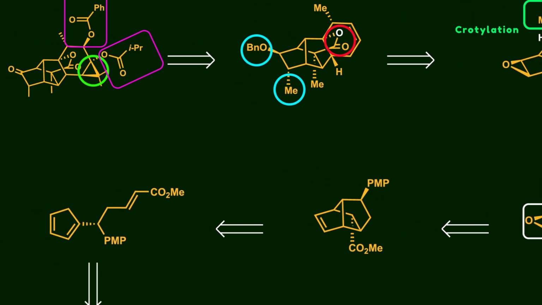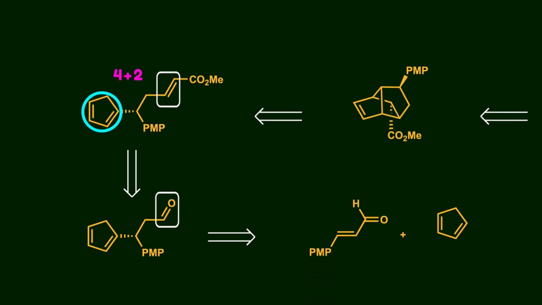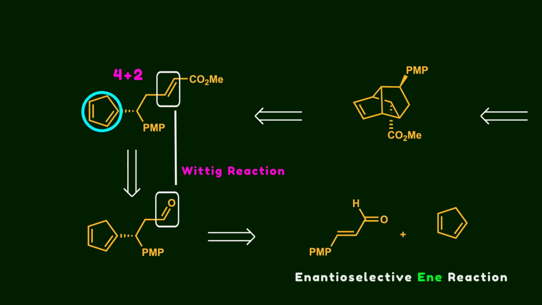The bicyclo[2.2.1]heptane ring system can be synthesized through an intramolecular Diels-Alder reaction between cyclopentadiene and an olefin with an ester substituent. This double bond can be introduced via a Wittig reaction of the corresponding carbonyl compound. Finally, this compound can be obtained through an enantioselective reaction between cyclopentadiene and trans-para-methoxycinnamaldehyde. Now let's go through the forward synthesis.